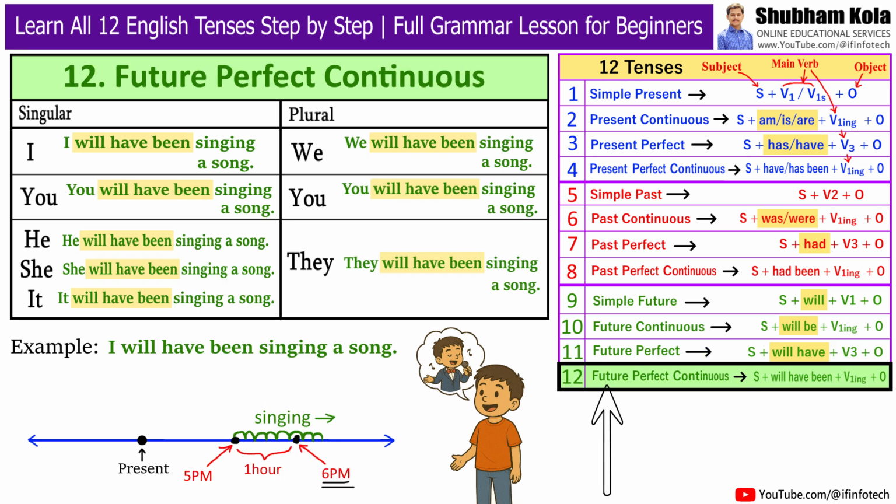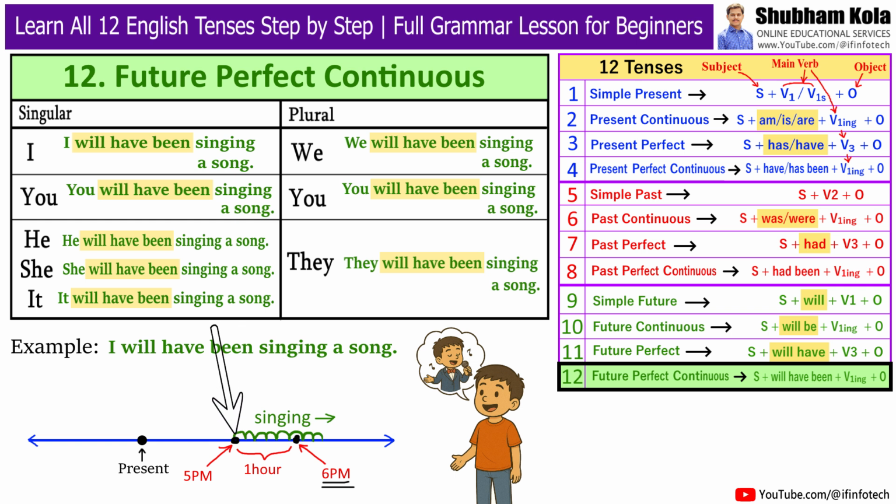Now the last tense is future perfect continuous tense. Let's say you want to talk about an action that started sometime in the past and will still be going on up to a point in the future. For example, by 6 pm tomorrow, I will have been singing a song for 1 full hour.